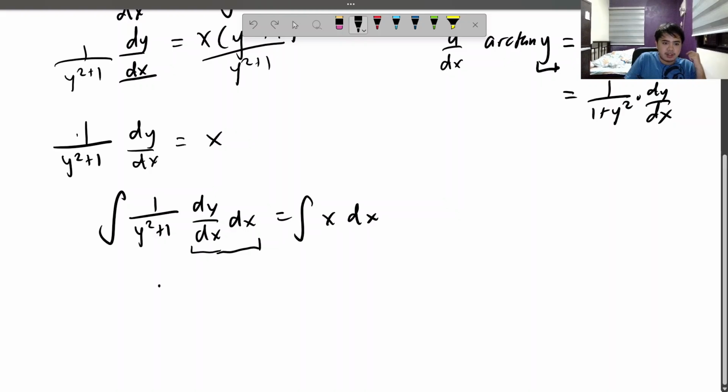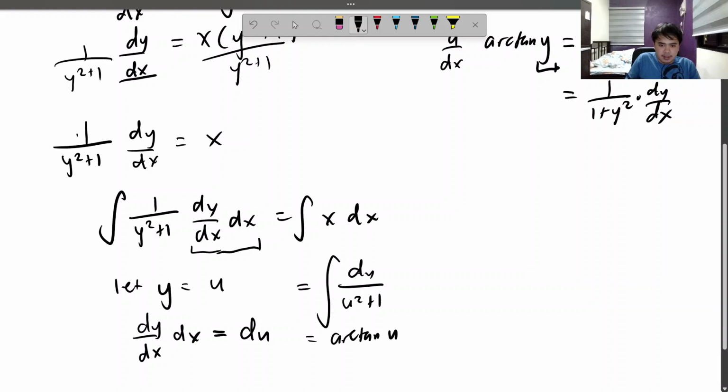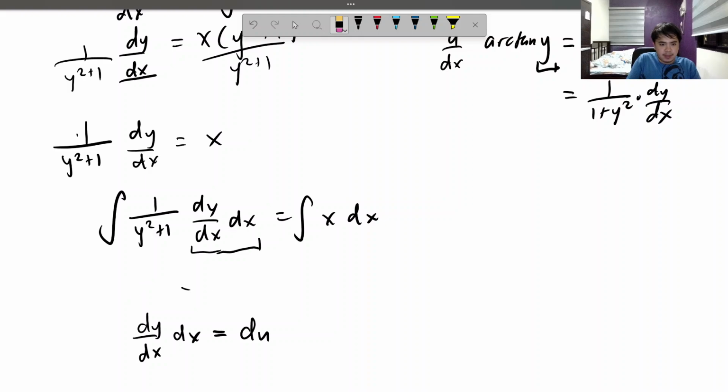So basically saying let y be equal to u. What's the derivative of y? That's going to be dy over dx. And then you put dx here, and this is equal to du. So basically what happens is du over u squared plus 1, and we integrate that. We get arctan of u, correct? And then since u equals y, it's just arctan of y. That's essentially what's happening when you integrate this form.